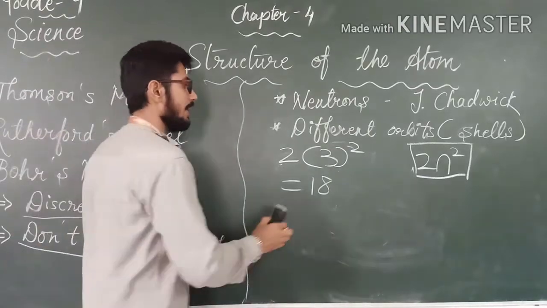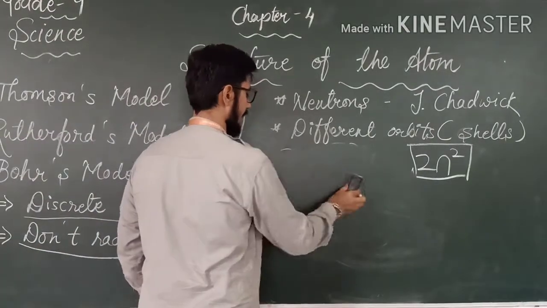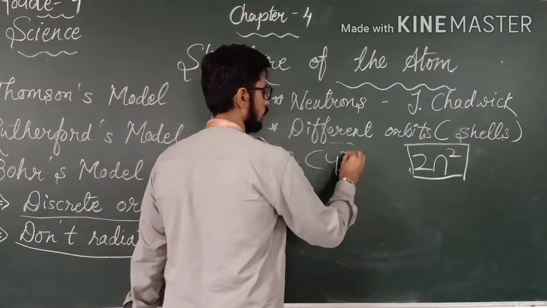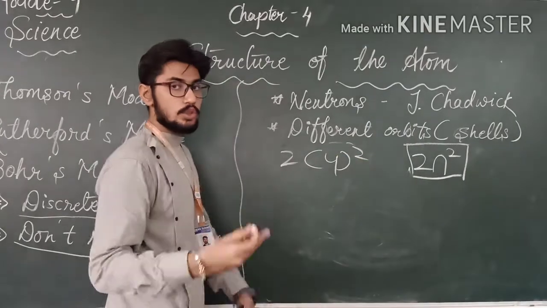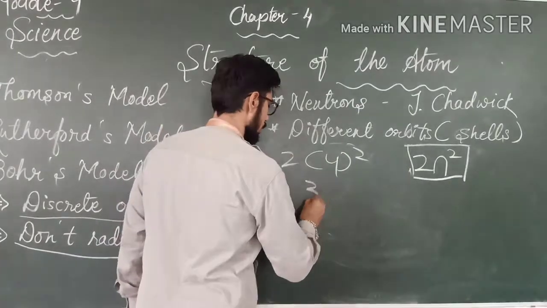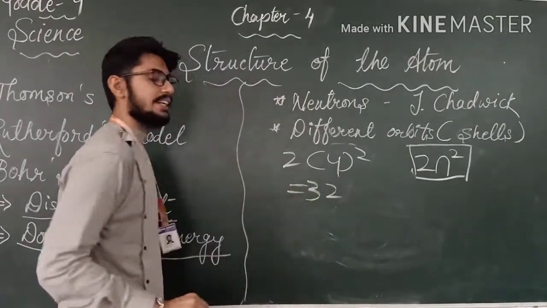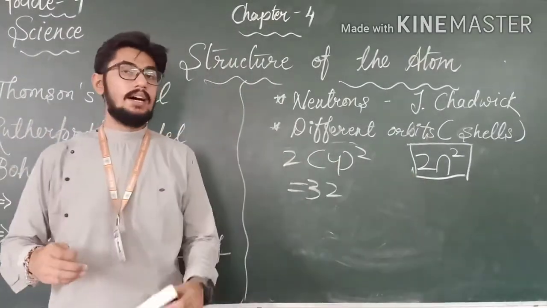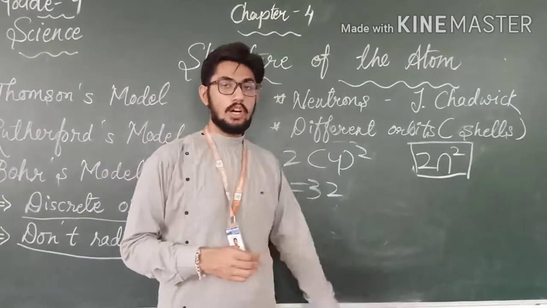Now the last orbit will be N. If I am talking about N, the orbit number is 4, means 4 square will be 16, 16 into 2 is 32. So 32 electrons will be there in orbit N. Because of this formula we got these numbers which are present in each orbit.